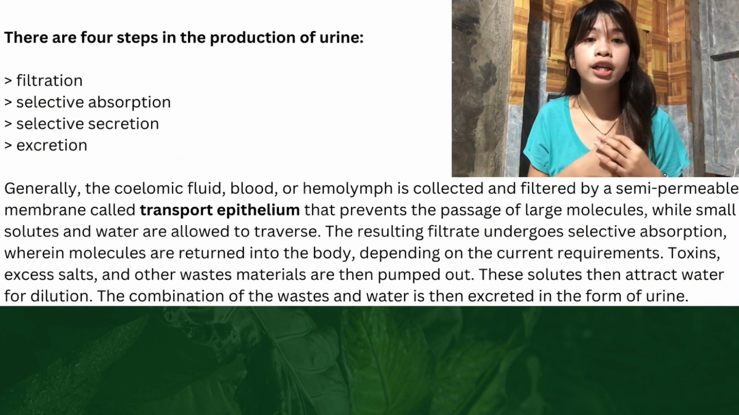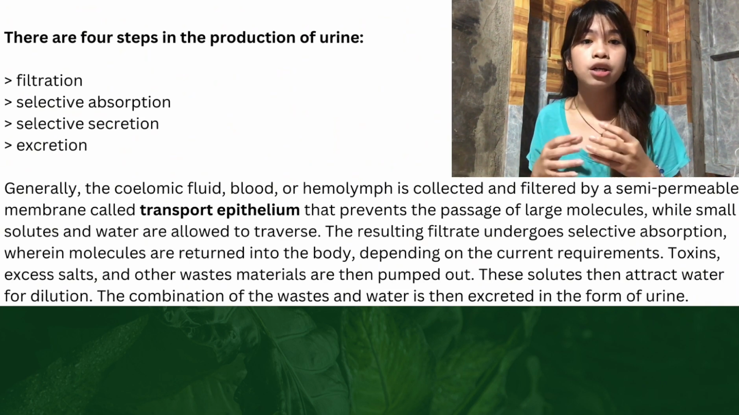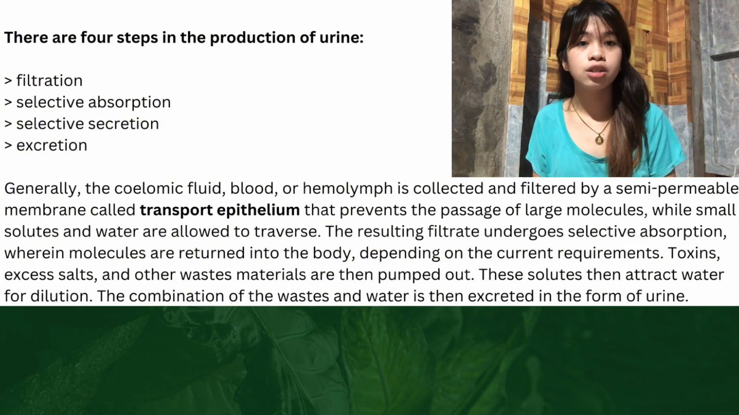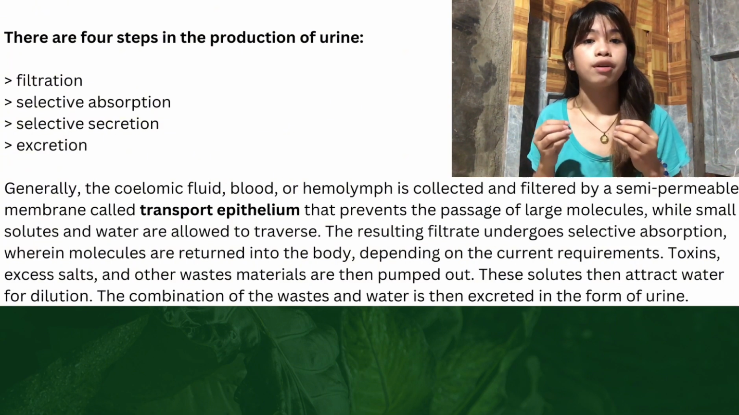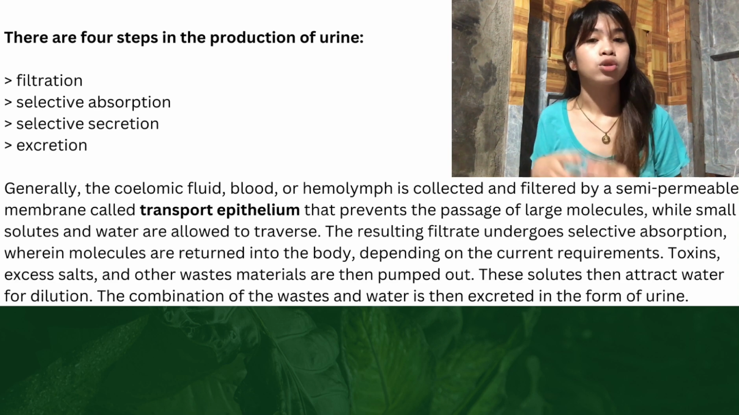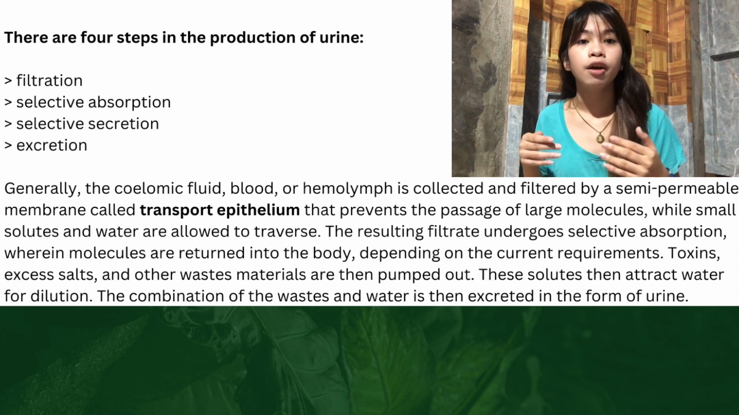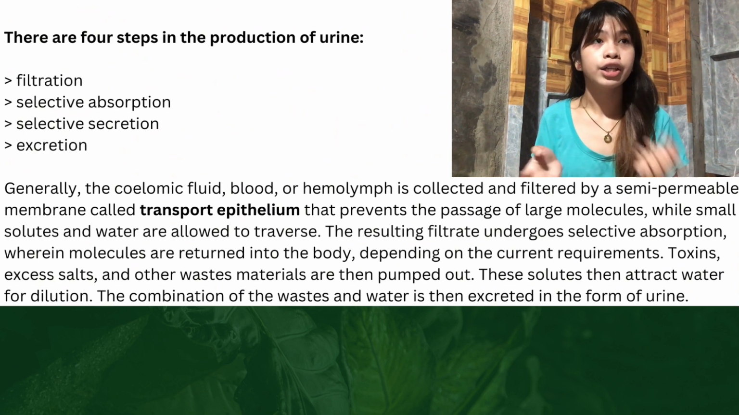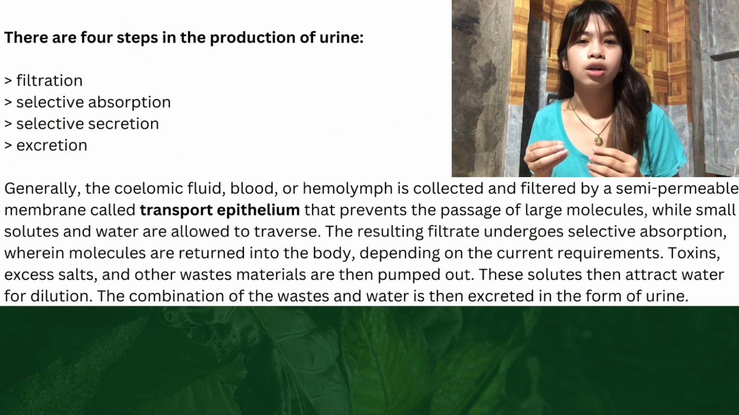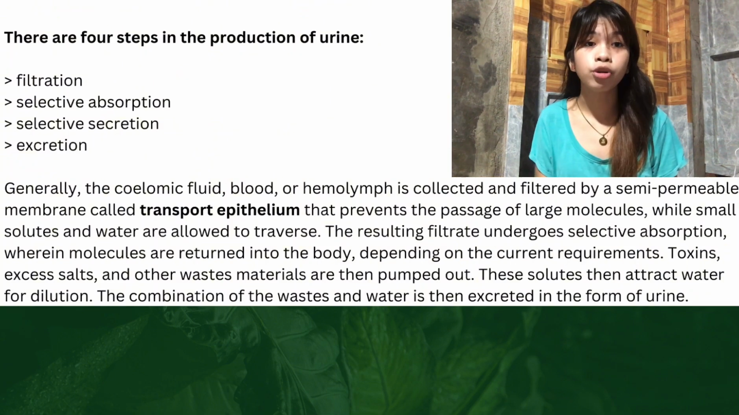Filtration is a process that occurs in the kidneys where the blood is filtered to remove excess water, salts, and other waste products from the body. This filtered blood then enters the renal tubules where it is further processed to form urine.